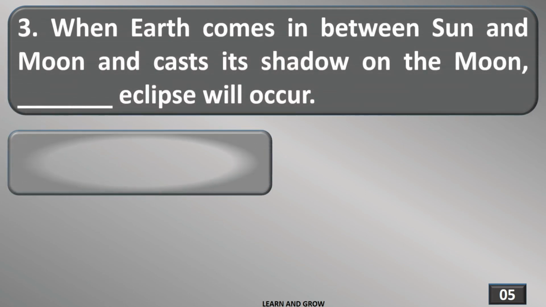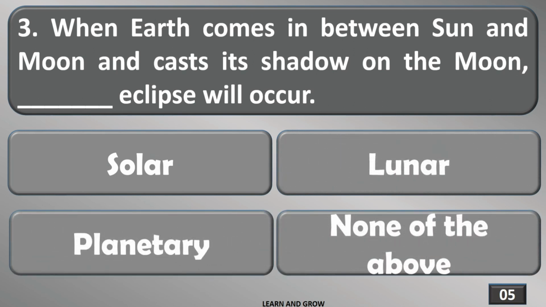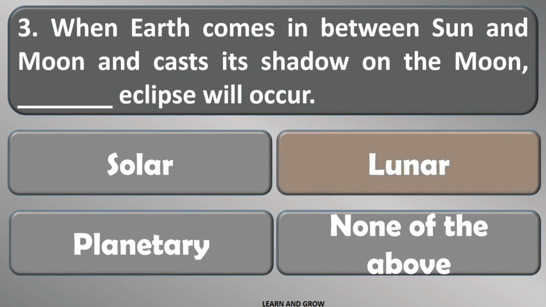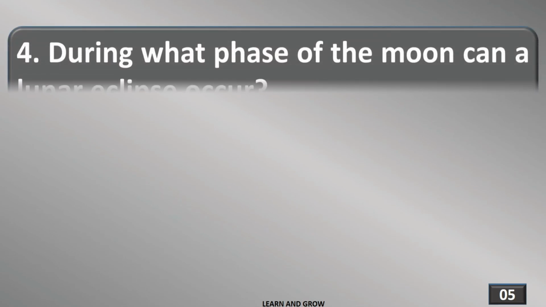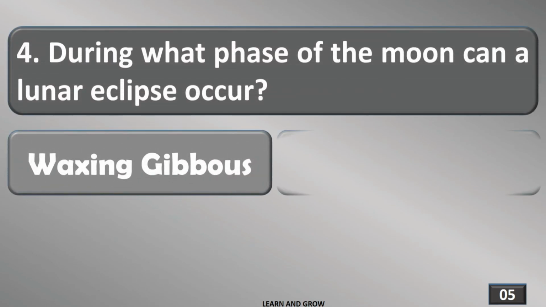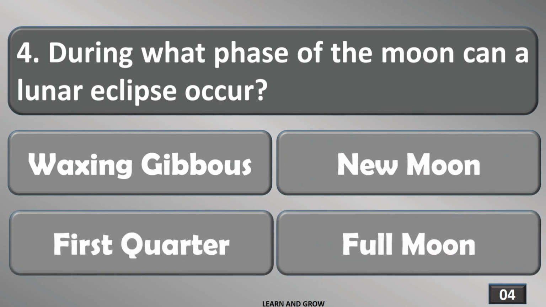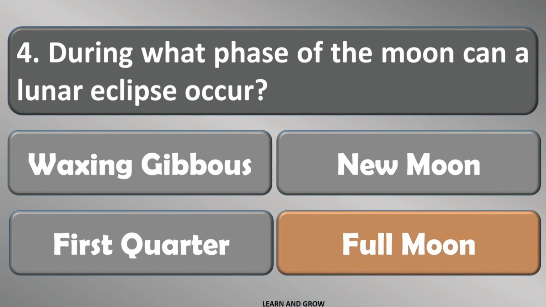When Earth comes in between Sun and Moon and casts its shadow on the Moon, dash eclipse will occur. The right answer is lunar. During what phase of the Moon can a lunar eclipse occur? The correct answer is full moon.